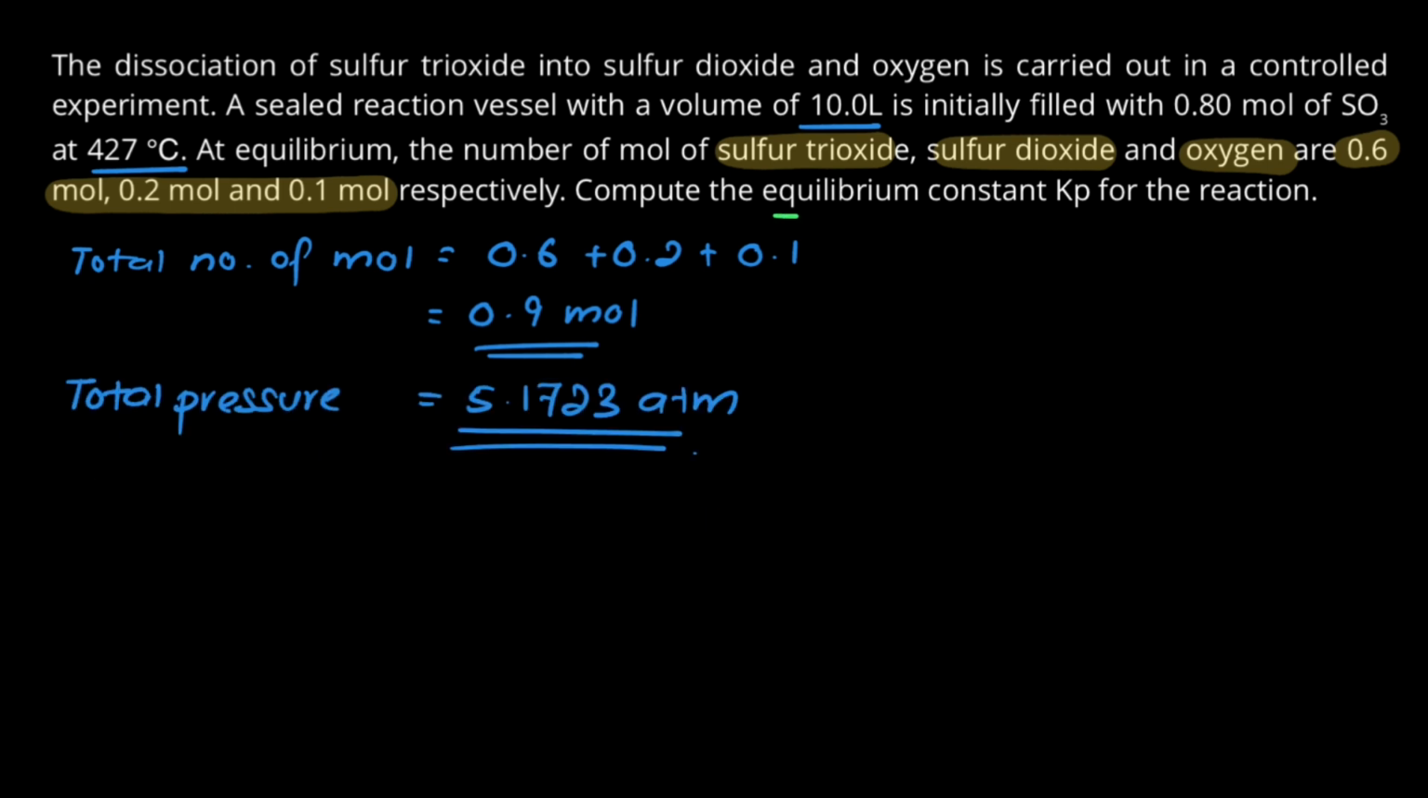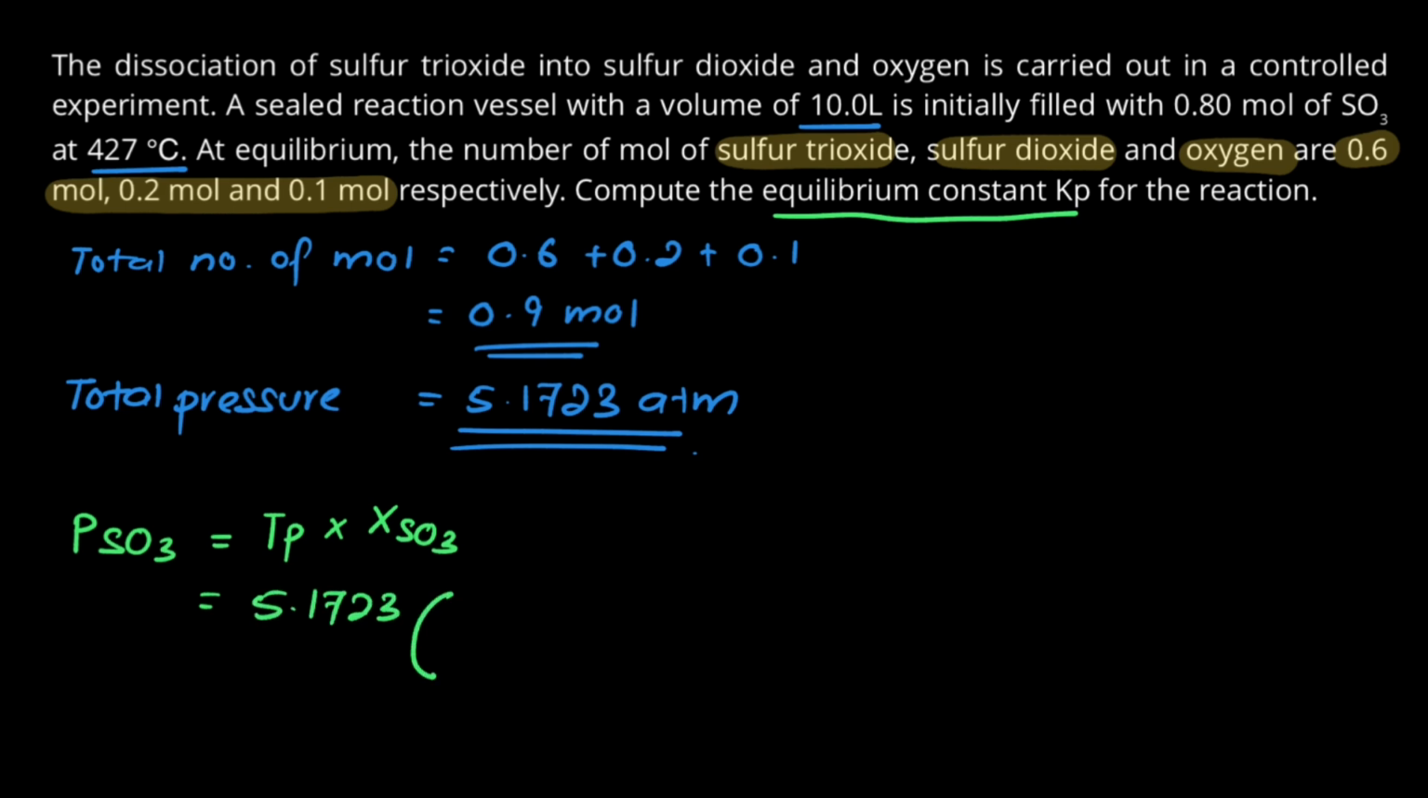Alright, so since the question asks you to find the equilibrium constant, which is Kp, what you need now is to find the partial pressure for every gas that is included in the reaction. So I'm going to start with sulfur trioxide. The partial pressure for sulfur trioxide is equivalent to the total pressure times the mole fraction. Right, so the total pressure is 5.1723 and the mole fraction for sulfur trioxide, the number of moles is 0.6, so 0.6 divided by the total number of moles, which is 0.9. So you will get the partial pressure for sulfur trioxide equivalent to 3.448 atm.